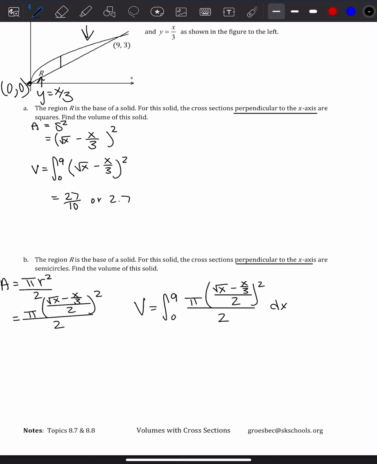This one, if I get rid of this, it's the equation from right above, but I also have to get rid of the divided by 2. So I could pull out all of those constants. 2 squared is 4, so I'd be dividing by 4 and then also dividing by another 2, so dividing by 8. So this ends up being pi over 8 times 27 over 10, or 27 pi over 80.